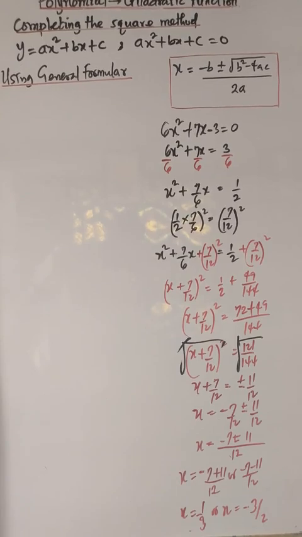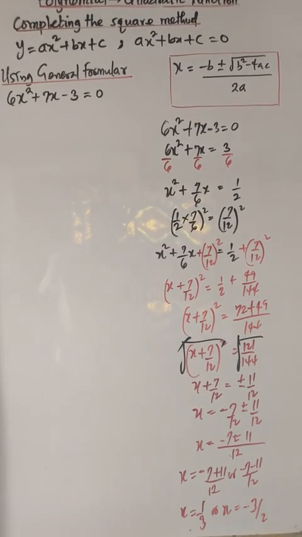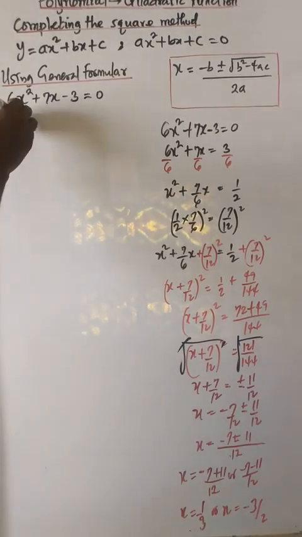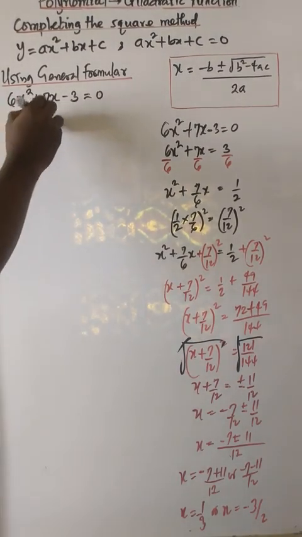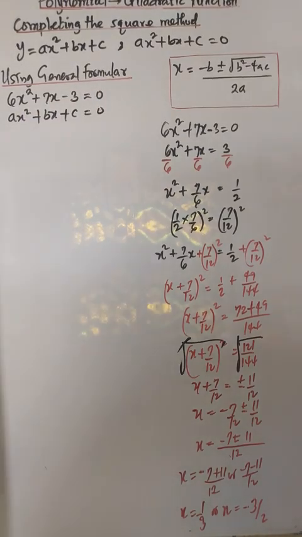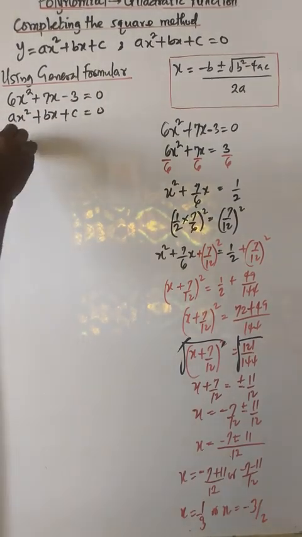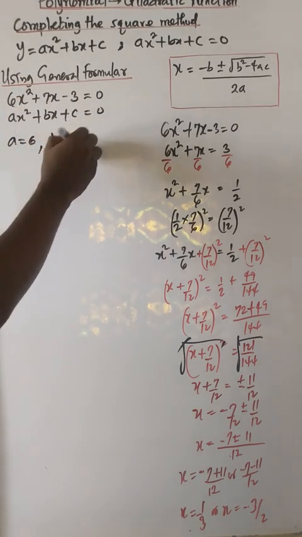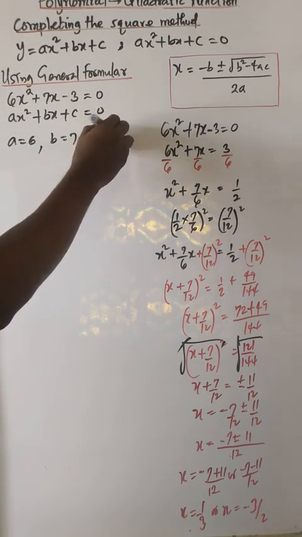Now let's use the general formula to solve the same question. Step 1 is to write the general quadratic equation below: ax squared plus bx plus c equals 0. From here, by comparing the coefficients, a is going to be 6, b is going to be 7, and c is going to be minus 3.